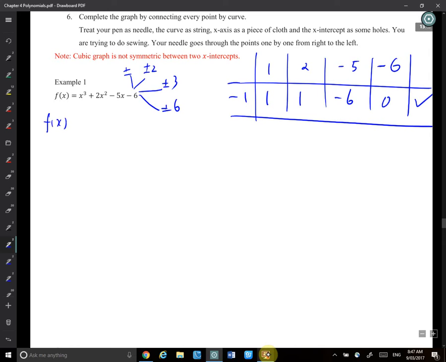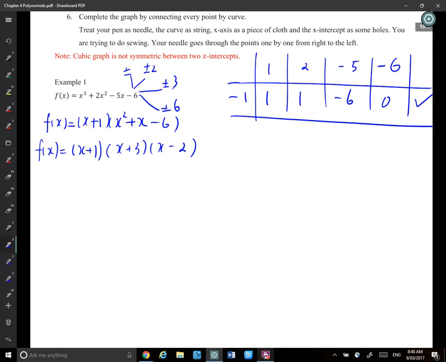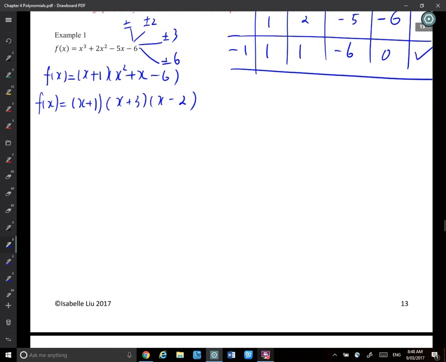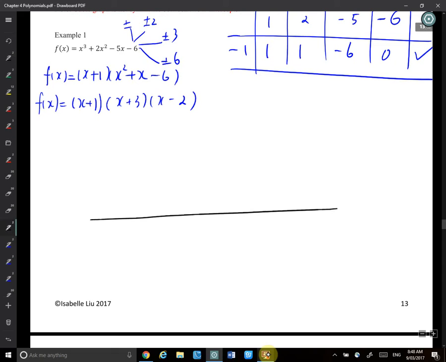So f(x) will equal x plus 1, since minus negative 1 is plus 1, times x squared plus x minus 6. And you can further factorize that because you have a quadratic now. You have x plus 3 and x minus 2, since negative 6 is 3 times negative 2, and you want them to add to make positive 1. So now what you have is three factors.